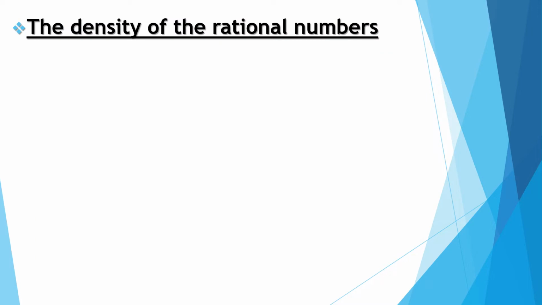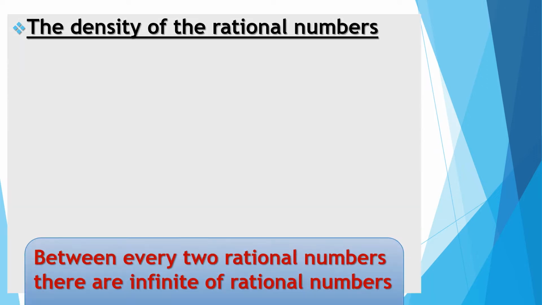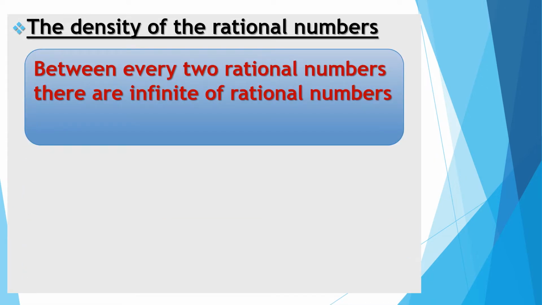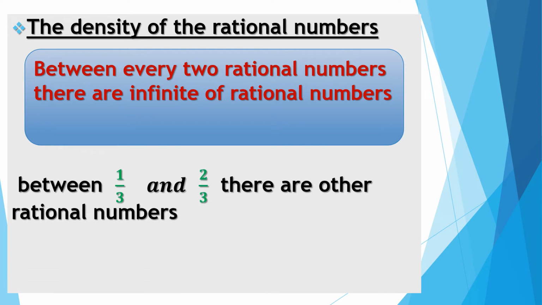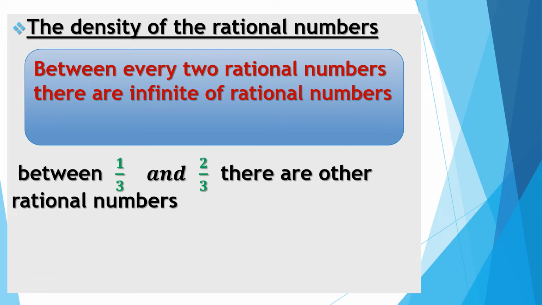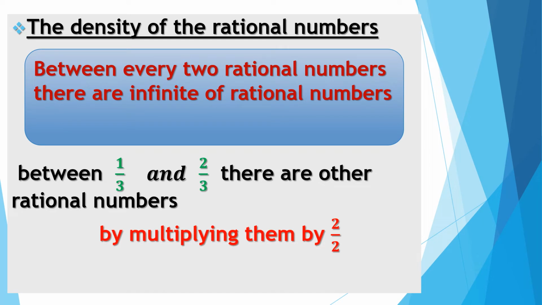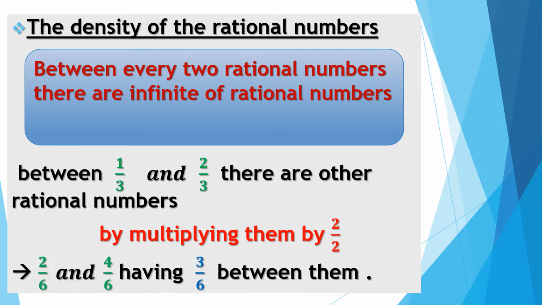And now, what is meant by the density of the rational numbers? Yes, between every two rational numbers there are infinite numbers of rational numbers between them, such as we can say that between 1 over 3 and 2 over 3 there are other rational numbers between them. By multiplying both numbers by 2, we get 2 over 6 and 4 over 6. Between 2 over 6 and 4 over 6 we have 3 over 6.